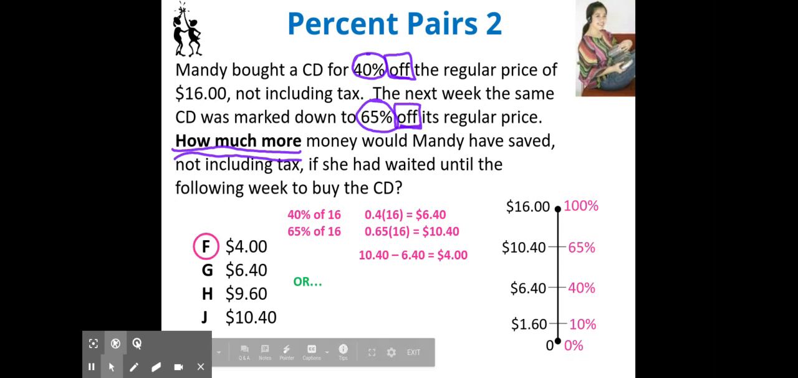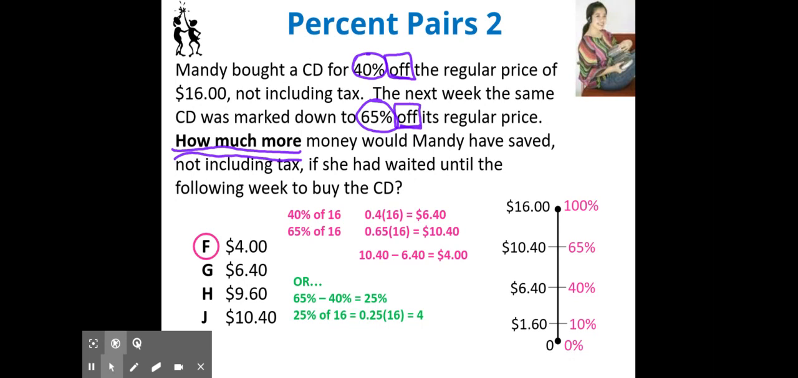We tried benchmark percents, but you also could have applied a little more logic and simply said, if she's going to get 65% off the next week compared to 40% off the first week, well, that's an extra savings of 25%. So all I've got to do to get this answer is find out 25% of the original price. Well, you're totally right. And 25% of that original price is $4. Much more efficient if you can think on that level. Then nice work. Well done.